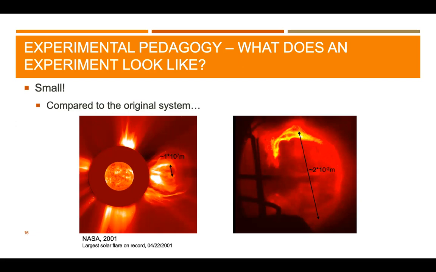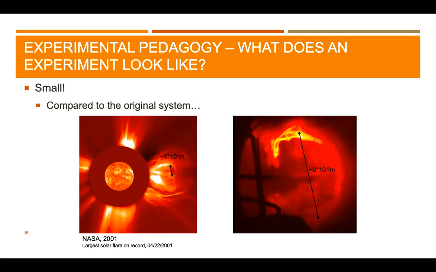The inner core of the solar prominence on the left-hand side is about 10 megameters. This is the largest solar flare ever on record, captured back in 2001. These things actually have slightly different topology, which we'll get into later, but the core, critical elements are outlined there. Is one of those X15? One of those X15. Yeah.